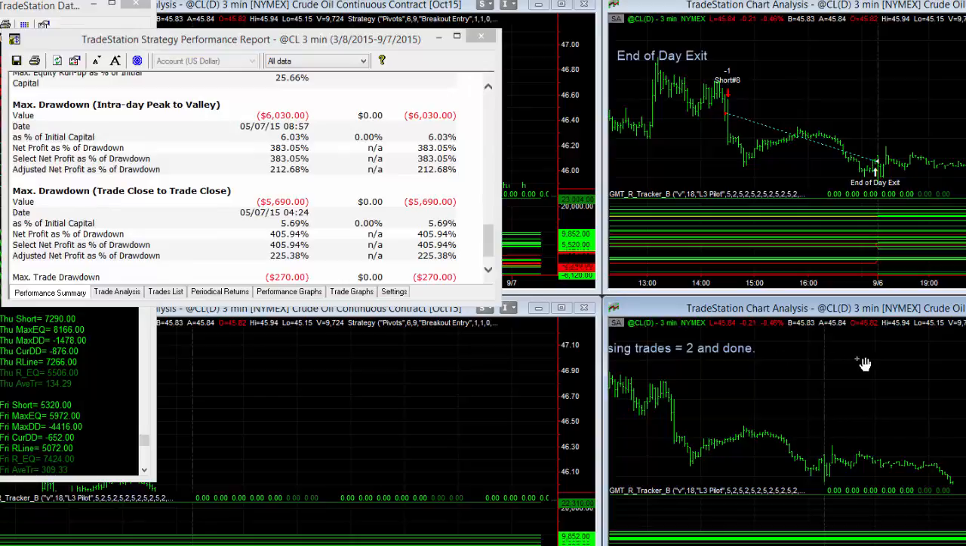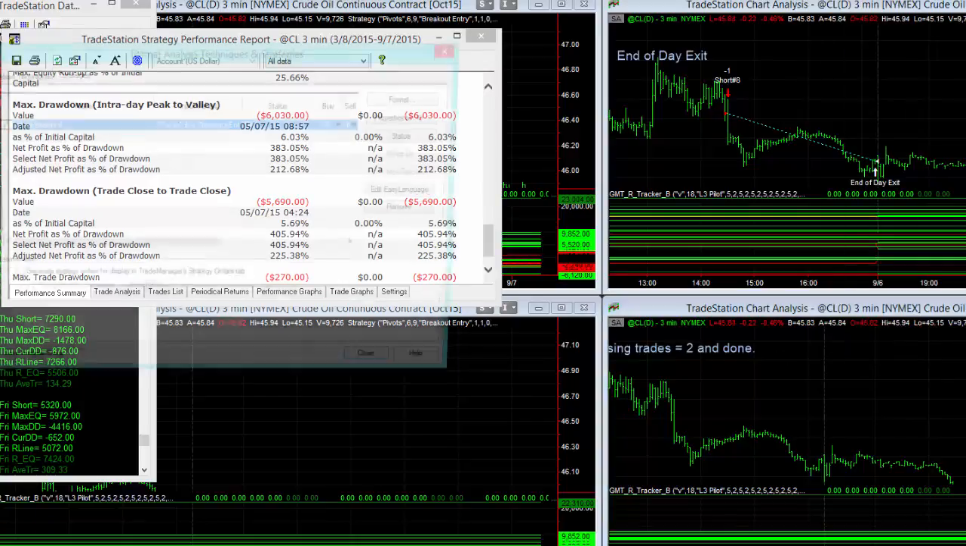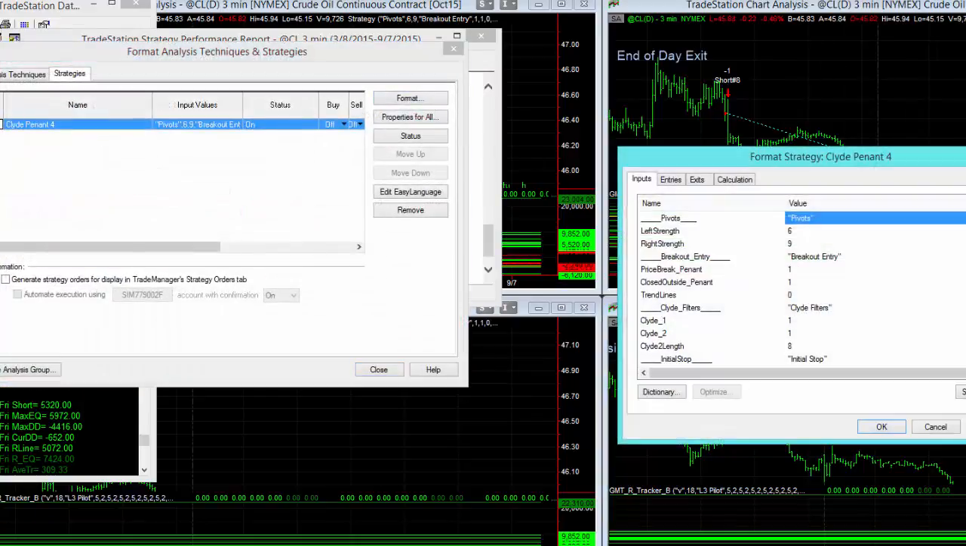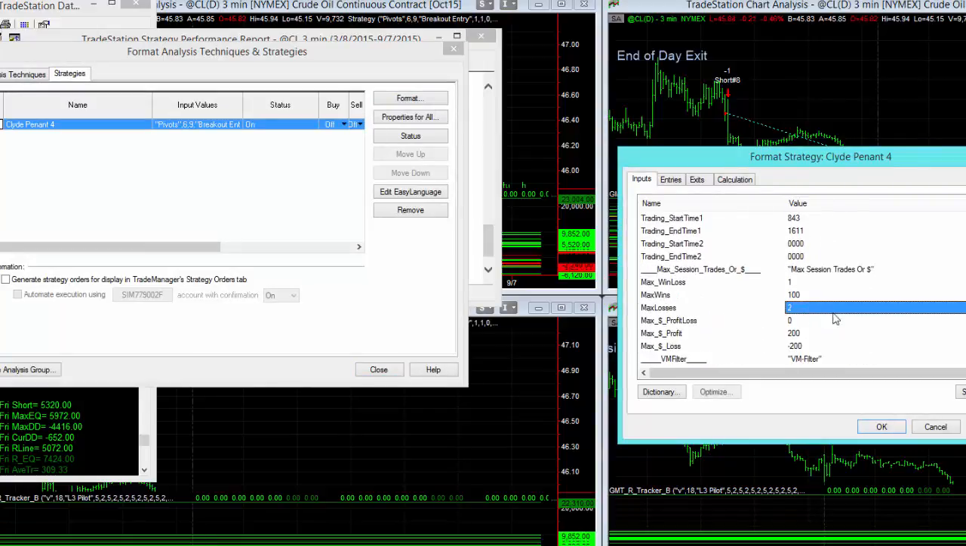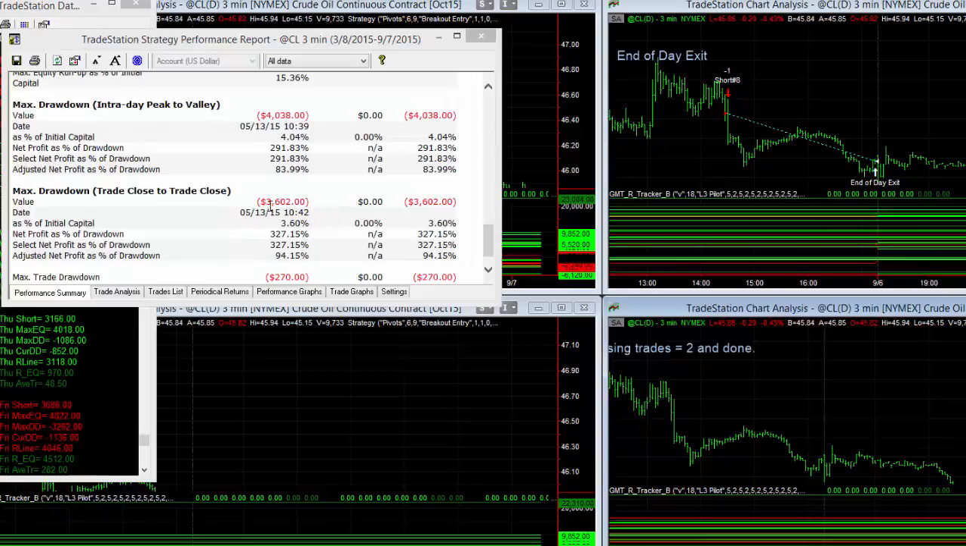What happens if we have one loser and done? So we'll modify this slightly here. We'll go into our strategy inputs and we'll put one loser and done. And we'll go OK. Wow, one loser and done. Our max drawdown, that's the lowest we've had, $3,602. So that's quite a good result as far as drawdown.